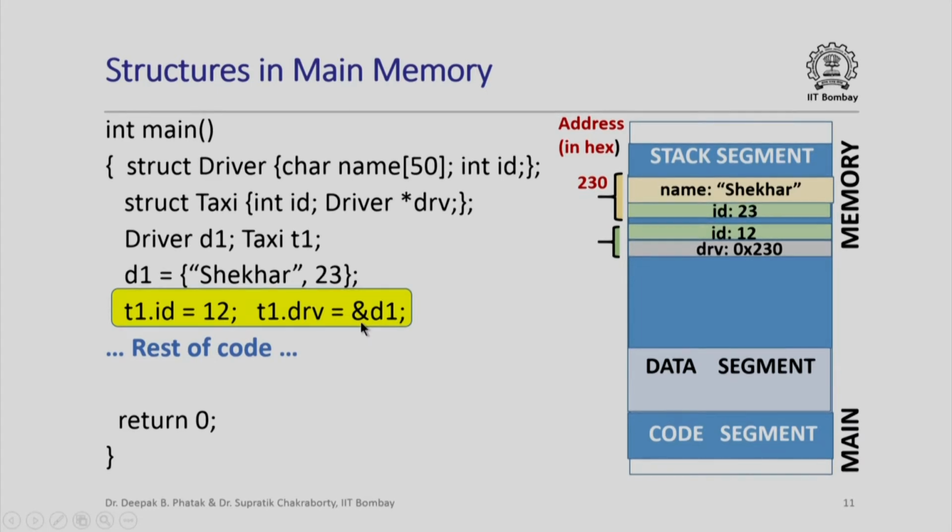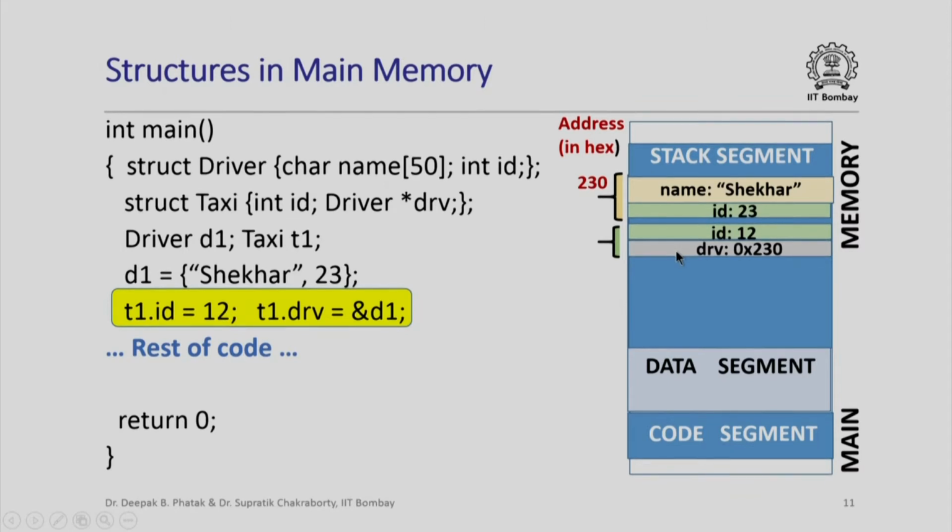Then if I have this assignment statement which says T1.drv is assigned ampersand D1, I will first calculate the address of the variable D1. If you recall, D1 was stored in this sequence of memory locations. So when I ask for the address of D1, I am asking for the address of the first in the sequence of locations. Let us say that address in hexadecimal notation is 230. Then in the space allocated for DRV for the variable T1, the hexadecimal value 230 will be stored. If you look at this memory layout, you will realize that the member DRV of the variable T1 actually has the address of the variable D1.